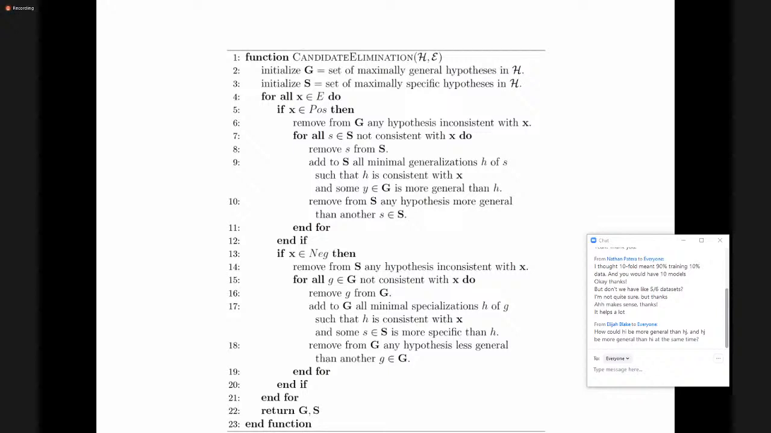When you look at the negative side, it's just the flip side. Again, the first thing we do is look at S and remove anything that's inconsistent. And then for G, we specialize to make it consistent with the negative example. How do we make something consistent with a negative example? We make it so that it does not match that example. And that's why we can work on the G side. That's the candidate elimination algorithm.